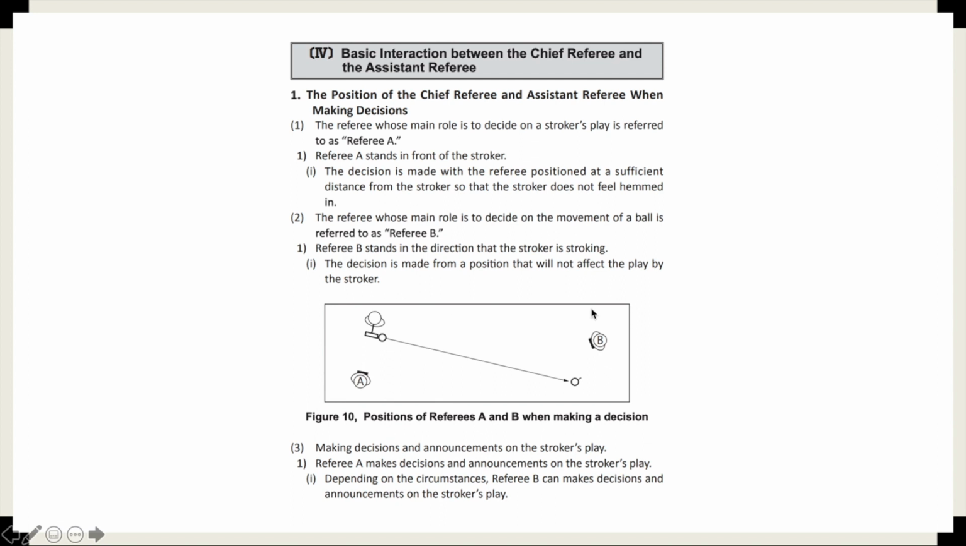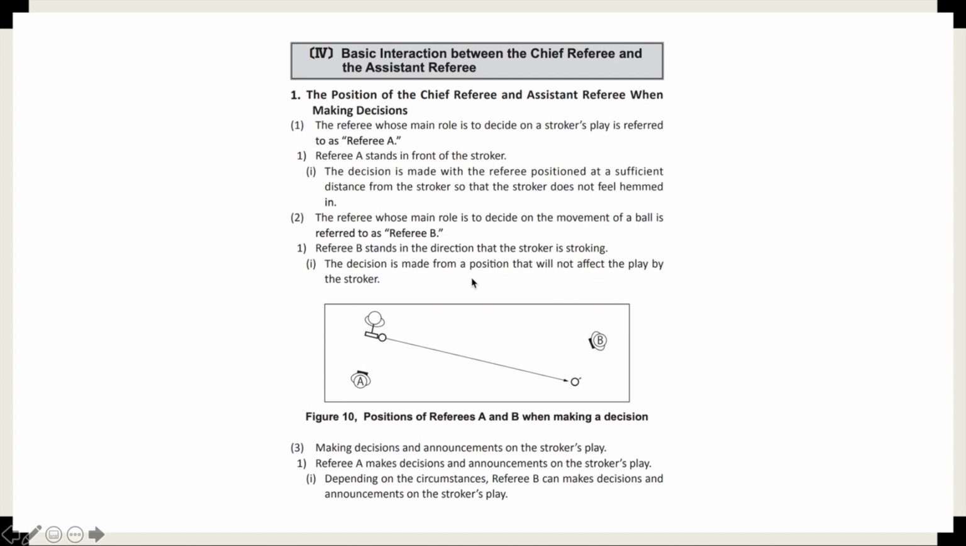Now, it's also important to note that referee A and B do not necessarily mean that referee A indicates a chief referee and referee B indicates an assistant referee. In many cases, these roles are reversible, and you'll see that in some future slides. You need to remember that referee A just means whichever of the 2 referees is adjudicating on the stroke, and referee B means whichever of the 2 referees, assistant or chief, is refereeing on the movement of the ball.